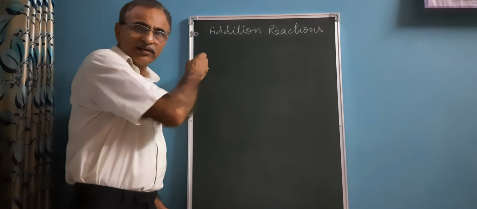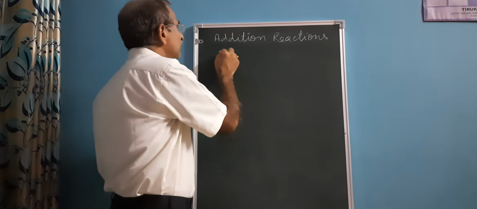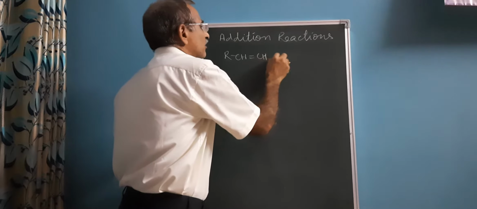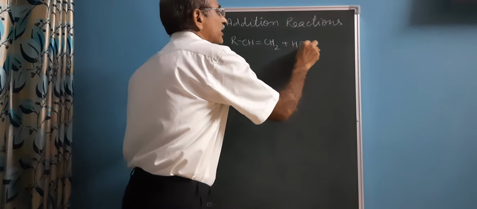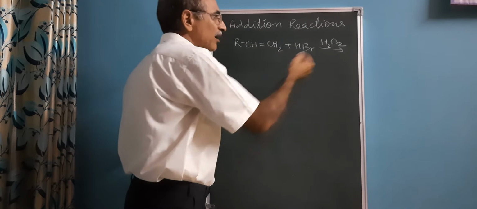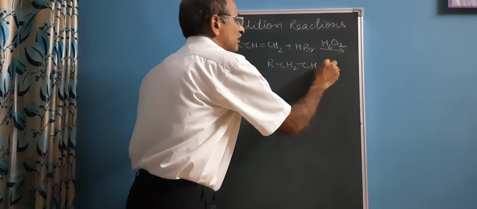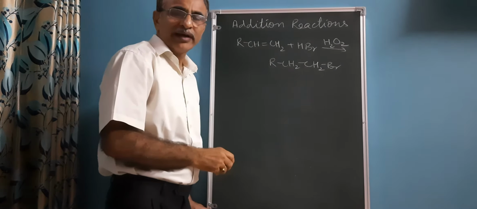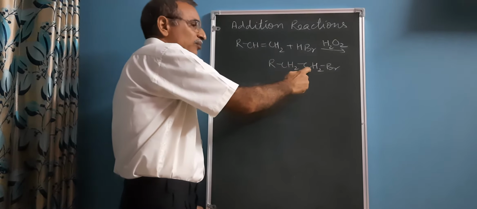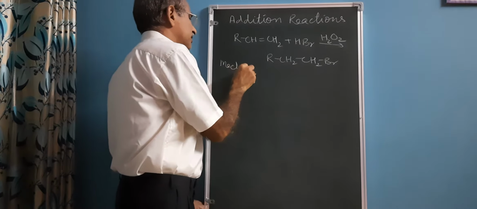But when addition of halogen acid is taking place in presence of certain peroxide, in that case the reaction is just opposite to that of Markovnikov. Here it may be hydrogen peroxide or benzoyl peroxide. In that case, major product will be 1-bromo alkane. To understand why 1-bromo alkane is formed, we are going to write the mechanism of this reaction.